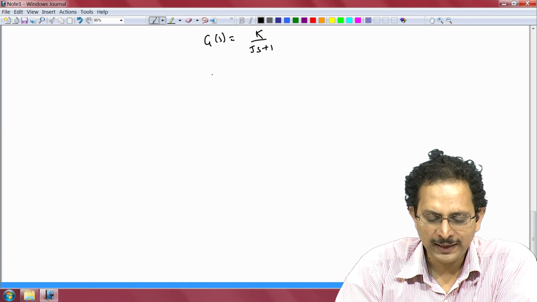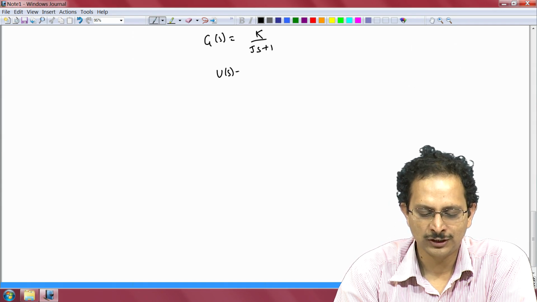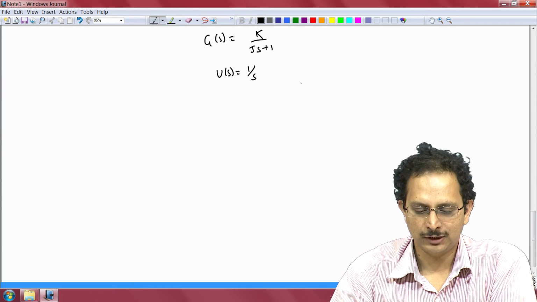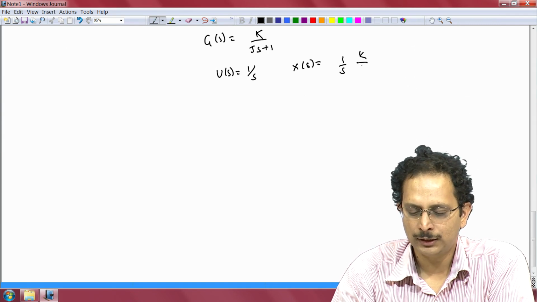Now if I were to apply a step input to this system, in other words if I were to apply u of s equal to 1 by s, then the response would be given by x of s equal to 1 by s times k by (tau s plus 1).